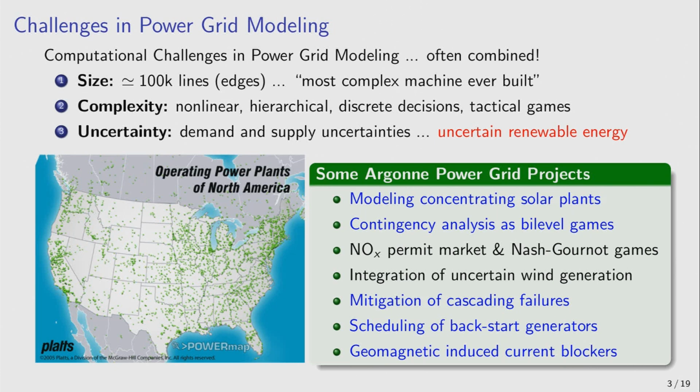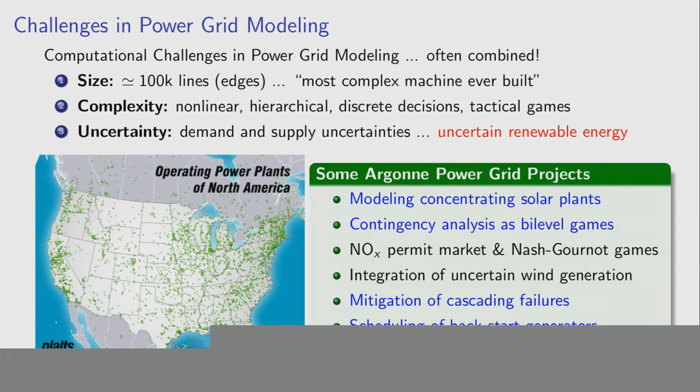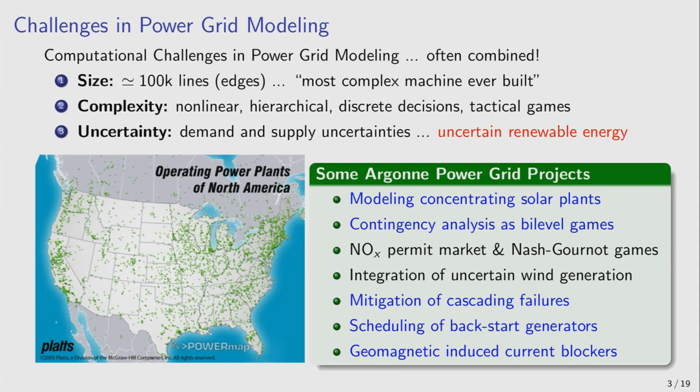There's about 100,000 lines or edges. There's probably many more now. This is a map of all the generating power plants. And again, this is sometime in the 90s. There's many more now because, in fact, this is 2005. But there's many more now because we have renewable energy. So in the Midwest, we're building wind power plants. Over here in Colorado and New Mexico, we're building very large concentrating solar power plants. So that adds to this complexity.